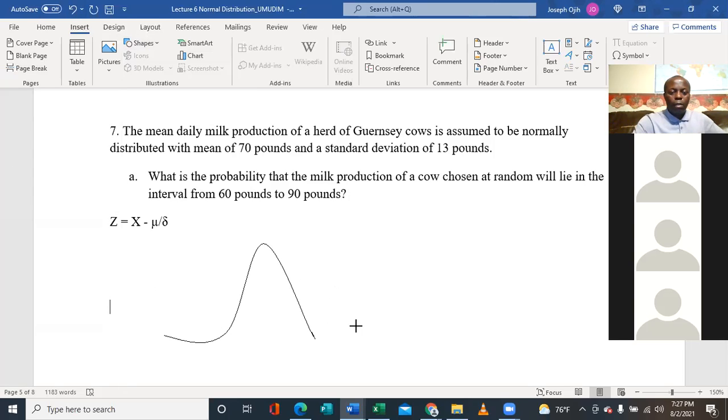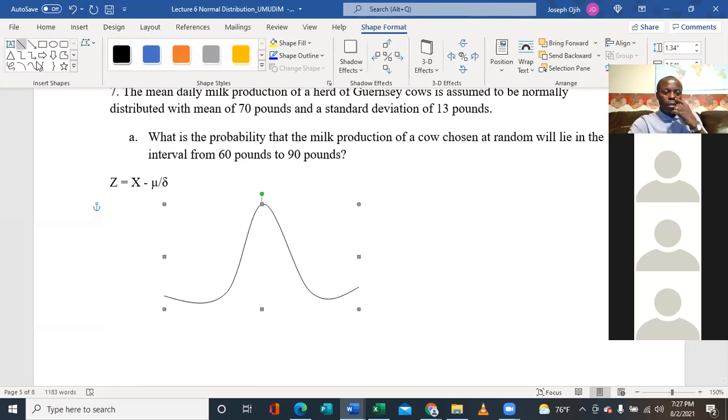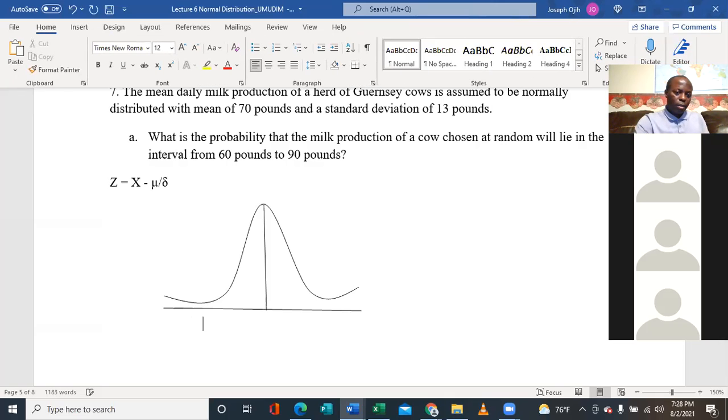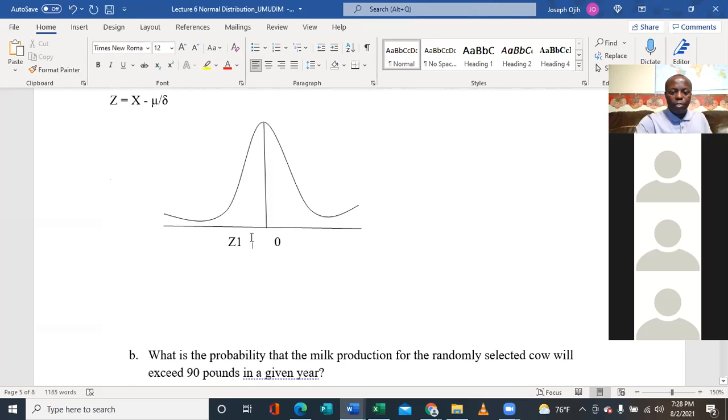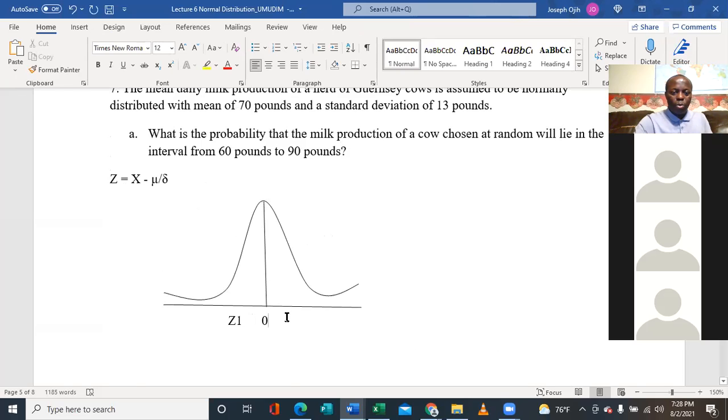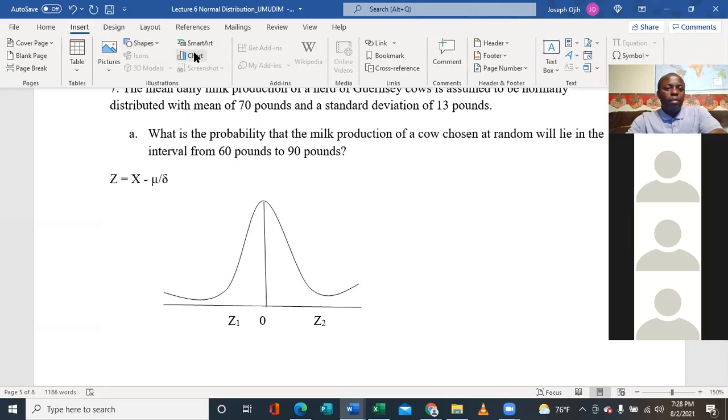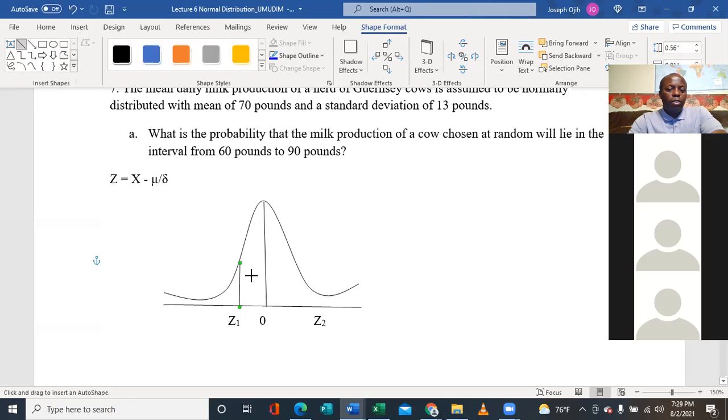Okay. Now you can put the X axis and your center line of 0. Then your Z1, whatever answer you get from transforming 60, will be here, Z1. What you get from transforming 90 using this formula will become your Z2. Now you can put your lines to represent both Z values, this one for Z1 and this one for Z2.